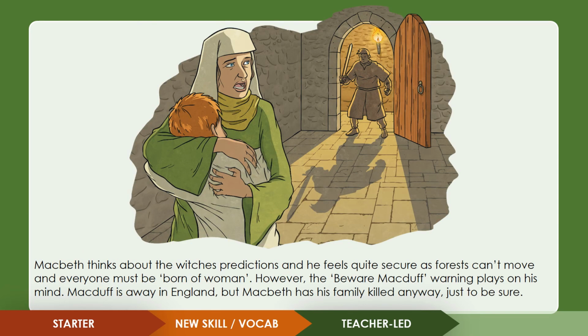So Macbeth starts to think about the witches' predictions, and he feels quite secure as a forest can't move and everyone must be born of woman. However, the beware Macduff warning plays on his mind. So Macduff at this time is away in England, but Macbeth has his family killed anyway just to be sure.